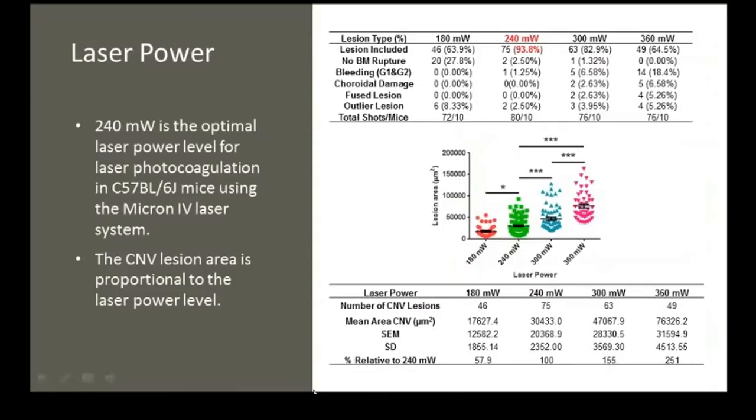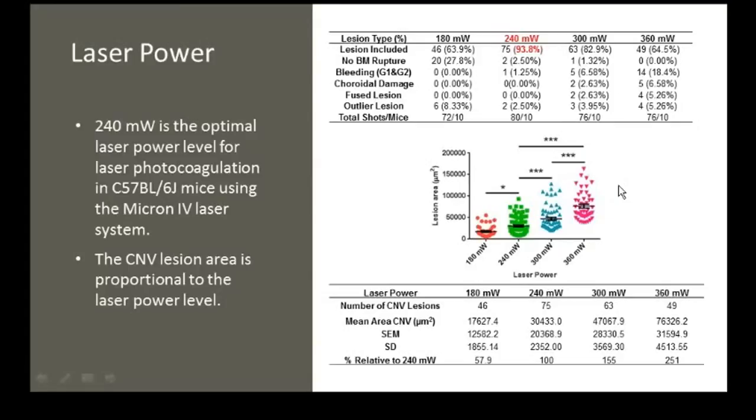To find out the optimal laser power we should use for the laser-induced CNV model in mice using the Micron image-guided laser system, we tried different laser powers from 180 to 360 milliwatts with an identical duration of 70 milliseconds in C57BL/6J mice. In this table, we can see that 240 milliwatt is the best among these laser power levels we tried. It has the highest percentage of eligible lesions for statistical analysis. If less than 240, the percentage of no Bruch's membrane rupture will significantly increase. If more than 240, the percentage of severe hemorrhages, choroidal damages, and fused lesions will increase.